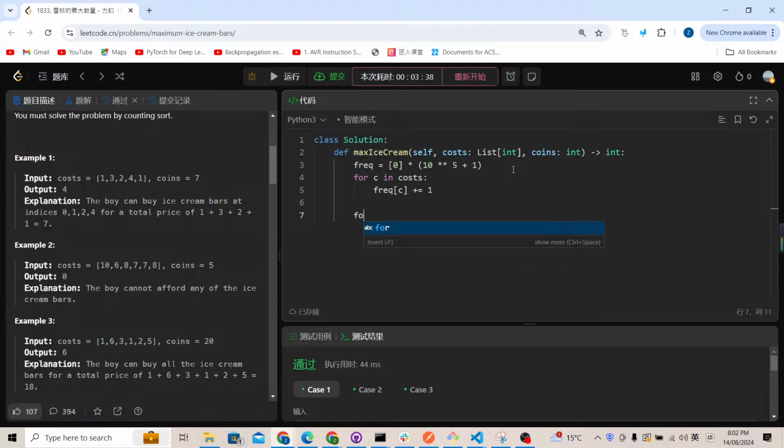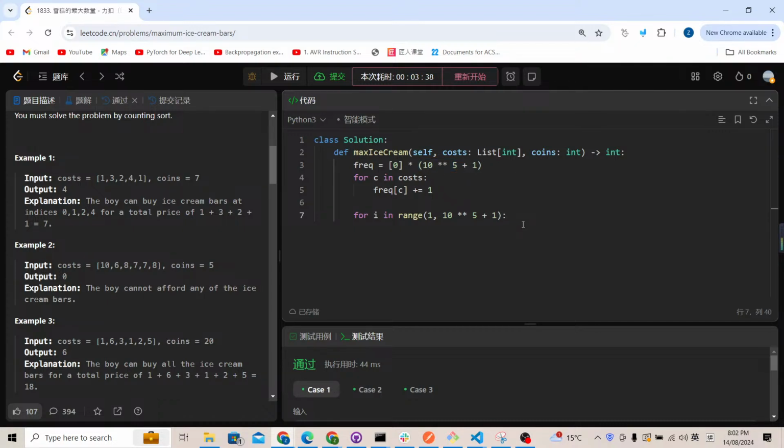So for I in range, we're going to start from 1 to 10 to the power of 5 plus 1, because all the values of the cost are going to be more than or equal to 1, less than or equal to 10 to the power of 5. So we just need to check this kind of array. For me, I always give a big enough value because the maximum value is going to be 10 to the power of 5. So I have to prepare 10 to the power of 5 plus 1.